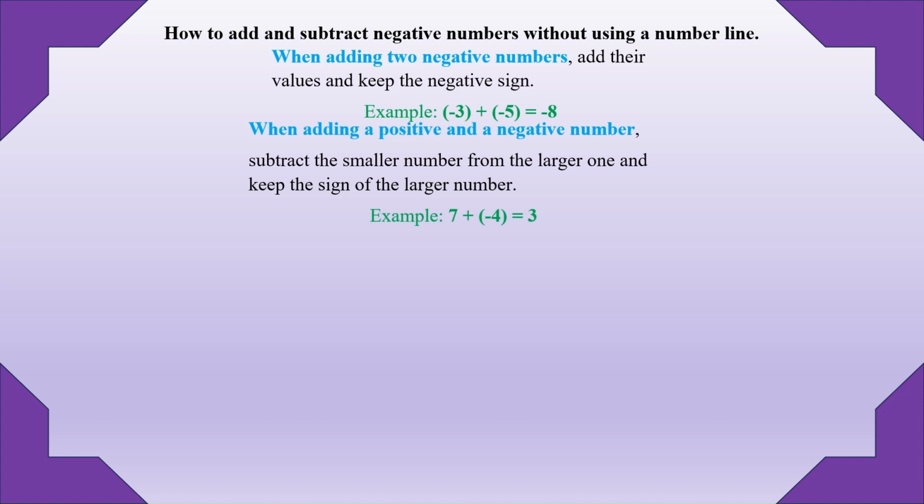So you have to subtract 7 minus 4 and put the sign of the bigger number. Here the bigger number's sign is positive, so the answer is 3. 5 plus minus 3, the same example which you had done before. That was done with a number line. Now here you can try it without a number line. One more, minus 2 minus minus 4.